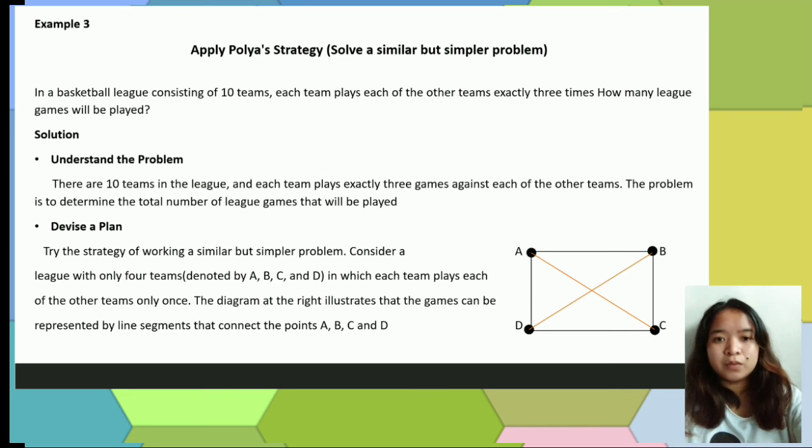And second, we devise a plan. Try the strategy of working a similar but simpler problem. Consider a league with only 4 teams, in which each team plays each of the other teams only once. The diagram at the left illustrates that the games can be represented by line segments that connect the points A, B, C, and D.